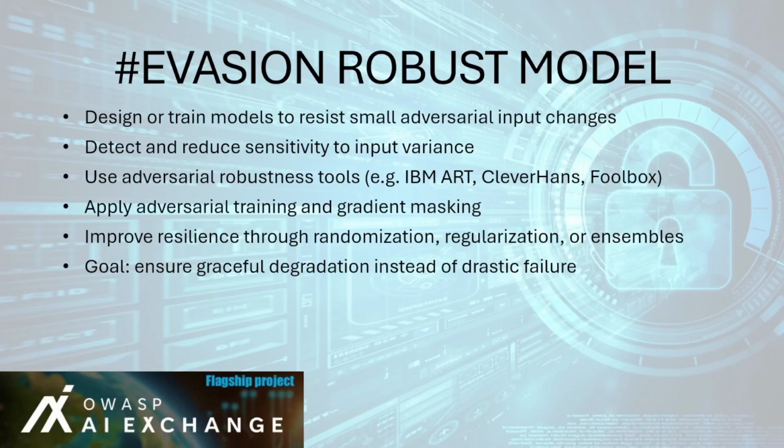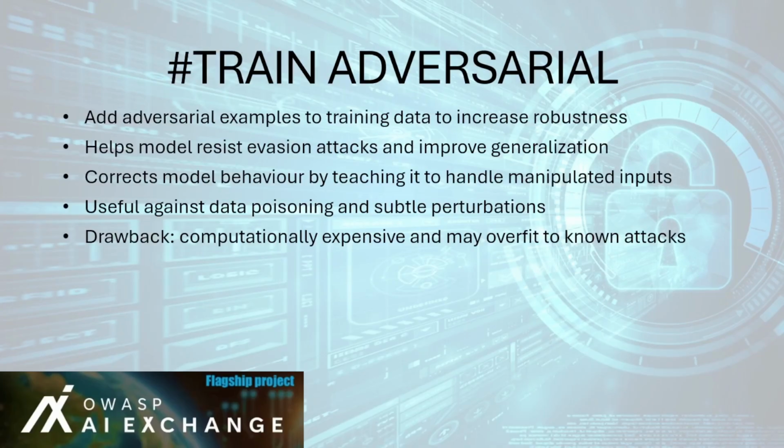As an example, if an image classifier identifies stop signs, a robust model should still recognize it as a stop sign even if an attacker adds subtle pixel noise or stickers. Evasion robust design is about ensuring AI resilience. A secure system doesn't just detect attacks, but continues to operate safely even when under subtle, unseen manipulation.